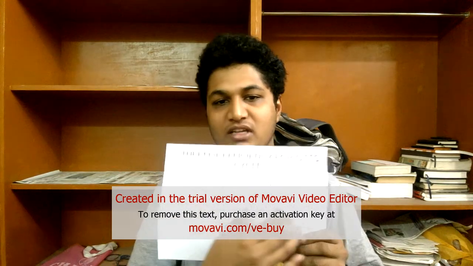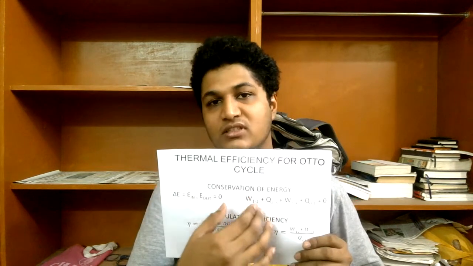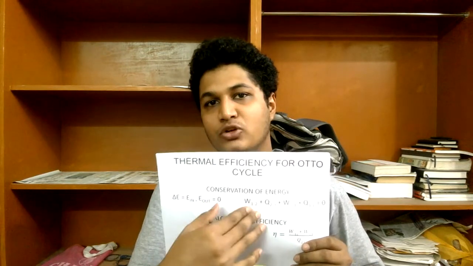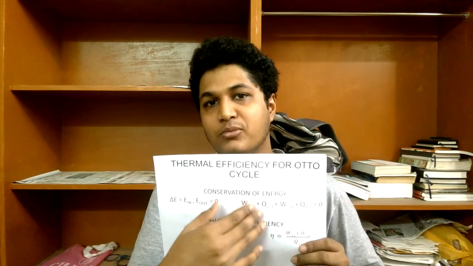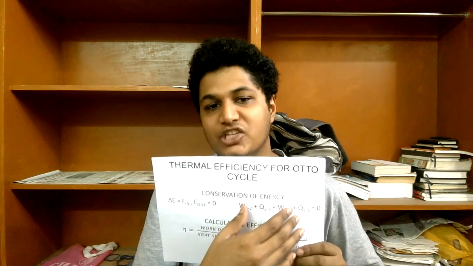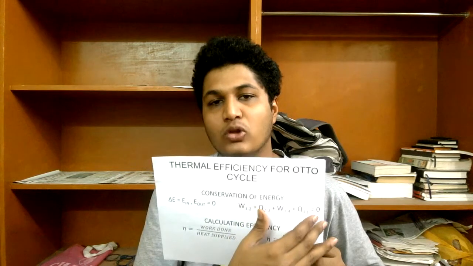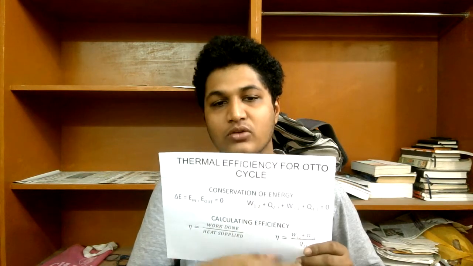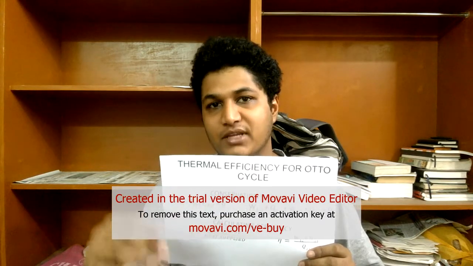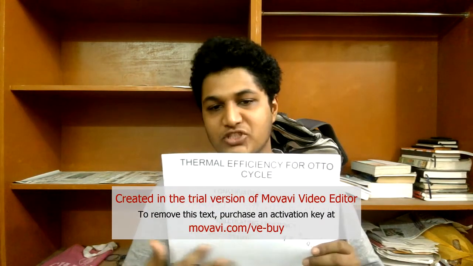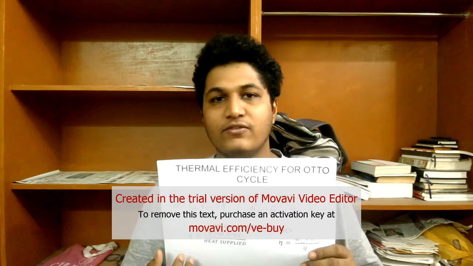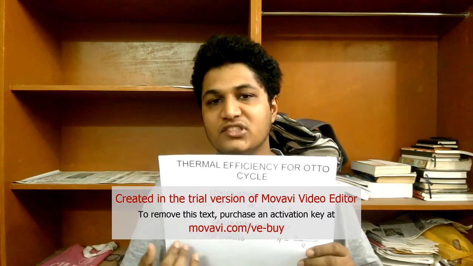This can be expanded as follows, which gives you that the work done in process 1 to 2 plus the heat added in process 2 to 3 plus the work done in 3 to 4 plus the heat rejected in 4 to 1 always equates to 0. Now you can calculate the efficiency, which is the work done divided by the heat supplied to it, which is given over here. This is the thermal efficiency for any cycle, for any object, for any process that you consider.